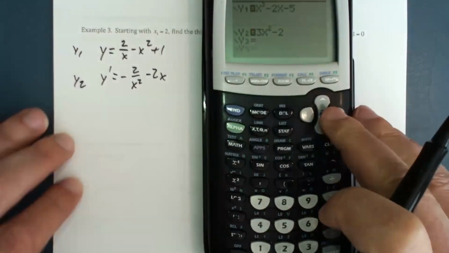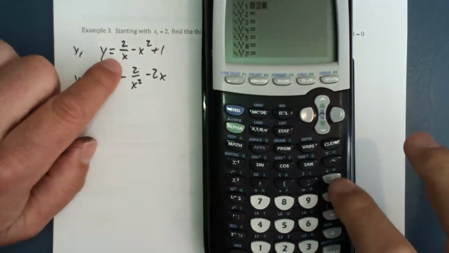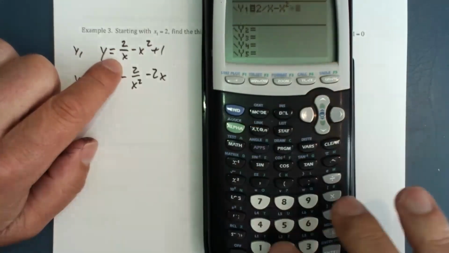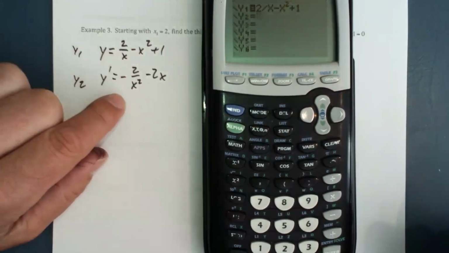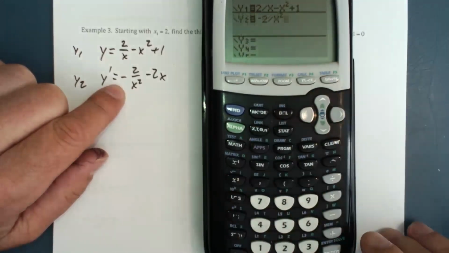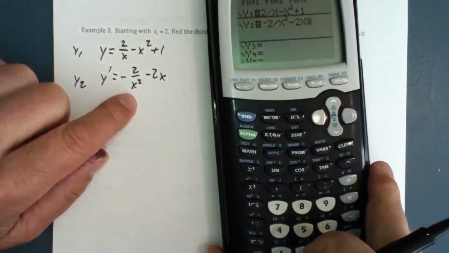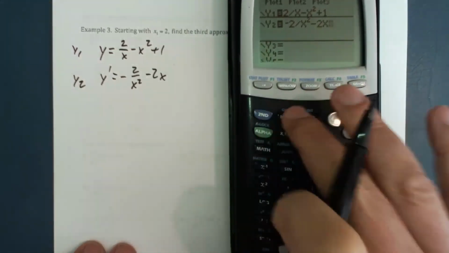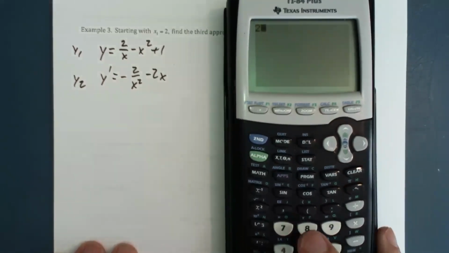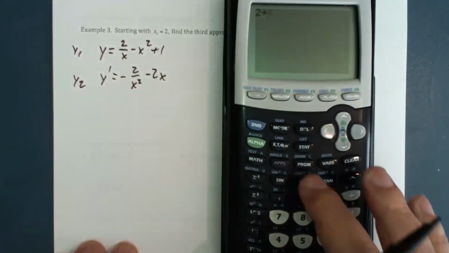So let's go back into here. I'm going to clear that and clear that. So I'm going to have 2 divided by x minus x squared plus 1. And for my derivative function, I'm going to have negative 2 divided by x squared minus 2x. And I'm going to quit out of that. And once again, I'm going to store 2. Again, that's above the on button. Mine's been used a little too much. Store into alpha A.